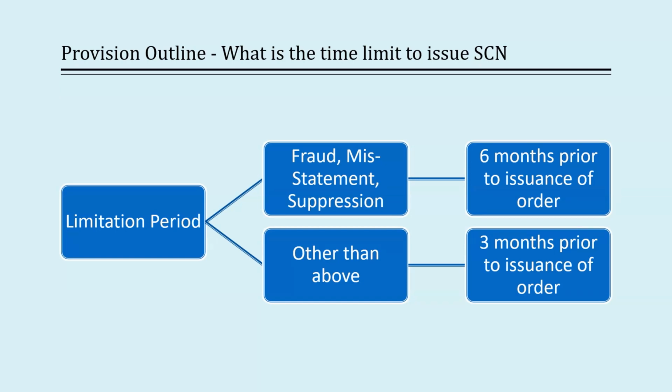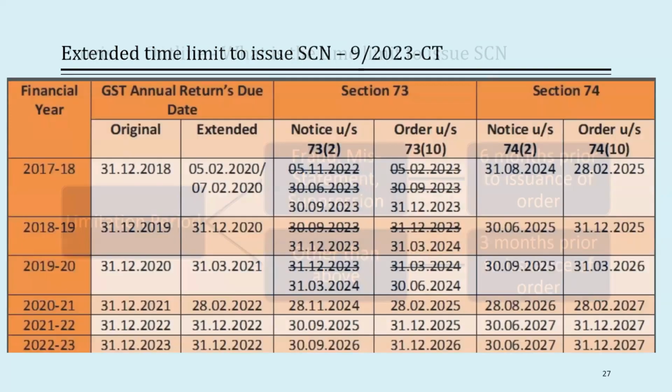The show cause notice should be issued, when there is no fraud, 3 months before the end of the date for passing an order. So if the order date is 31st December, it means by 30th September the show cause notice should have been issued. Post that, they cannot issue a show cause notice for 17-18 transactions. Similarly, in case of fraud, 6 months prior to the due date of passing an order. Okay, this table contains the extended time limit.